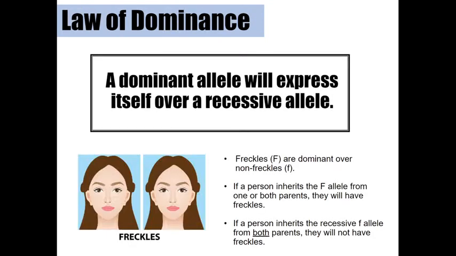So the law of dominance is that a dominant allele will express itself over a recessive allele. So freckles is going to be big F, which is dominant over non-freckles, which is a little f. So if a person inherits the big F allele from one or both parents, they will have freckles. But if a person inherits the recessive little f allele from both parents, they will not have freckles.